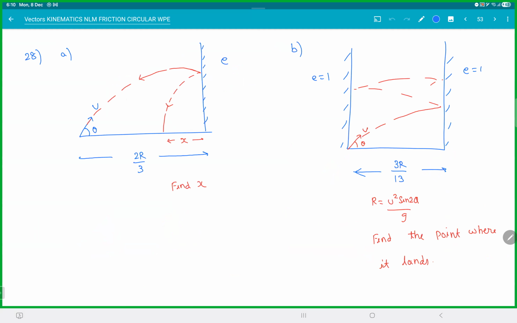What about these two? The particle is thrown with u and theta, it goes and hits a wall at 2R by 3 and lands on the ground. E is the coefficient of restitution. Find x. Second case: two parallel walls, the distance between them is 3R by 13, E is equal to 1 on both sides. You project it with u and theta. Find the point where it lands. So it will bounce, bounce, bounce, bounce, and land somewhere on the ground.